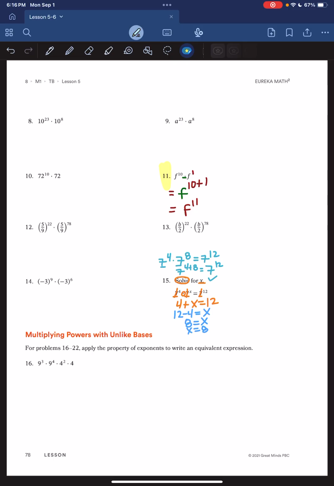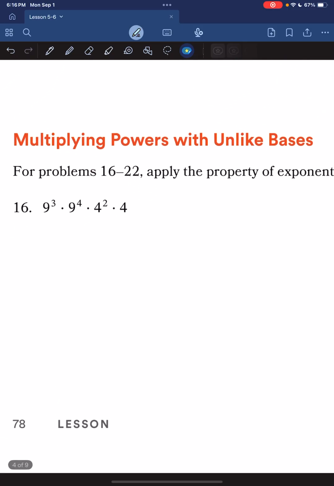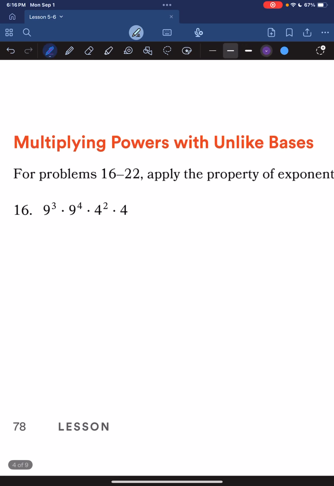Let's move down here to the bottom. So remember, I said if you want to use that property that you have to have like bases. So let's talk about what's going to happen when you don't have like bases, because I know somebody out there is probably like, well, what am I supposed to do? Well, let's talk about it. Now let's talk about unlike bases. Remember, the base is the big number.